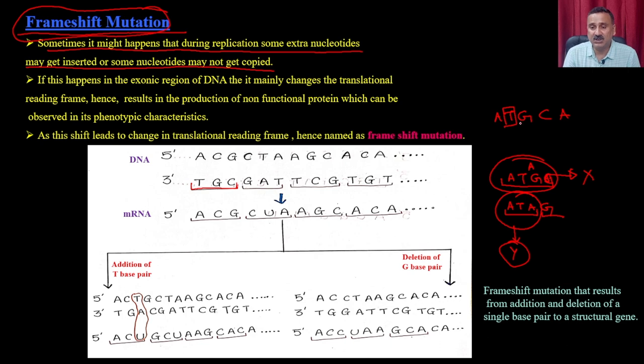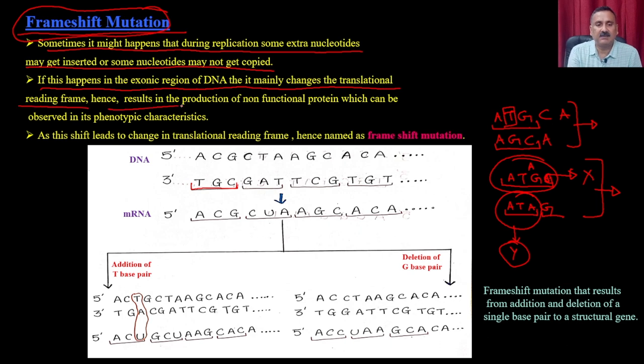So if there will be a deletion, then what will happen is it is going to have this. Earlier you were having this as a codon, now you are going to have this as a codon. So this also is going to cause the deletion. This is going to happen because of the deletion, this is going to happen because of the incorporations. So if this happens in the exonic region of DNA, that may mainly change the translational reading frame, hence results in the production of a non-functional protein which can be observed in the phenotypic characteristics.